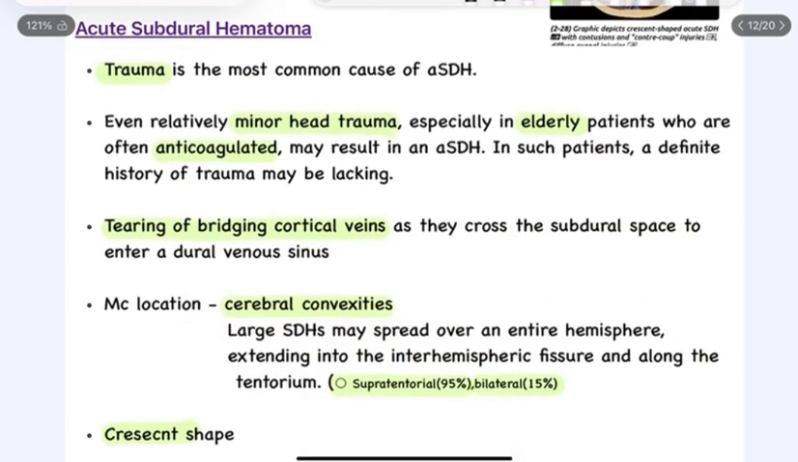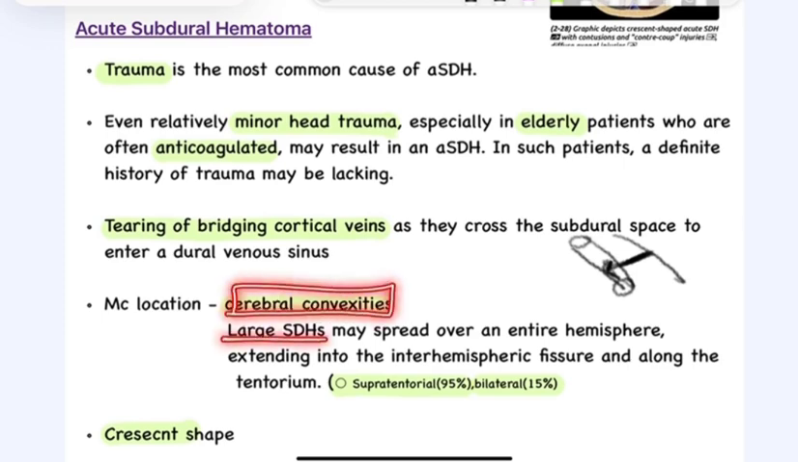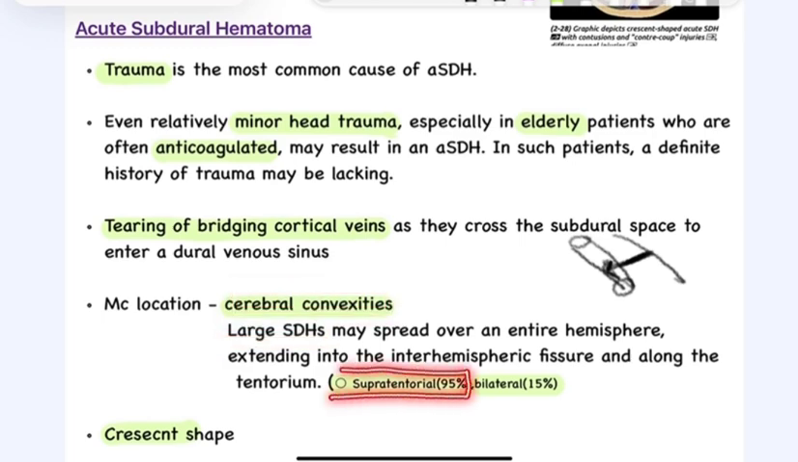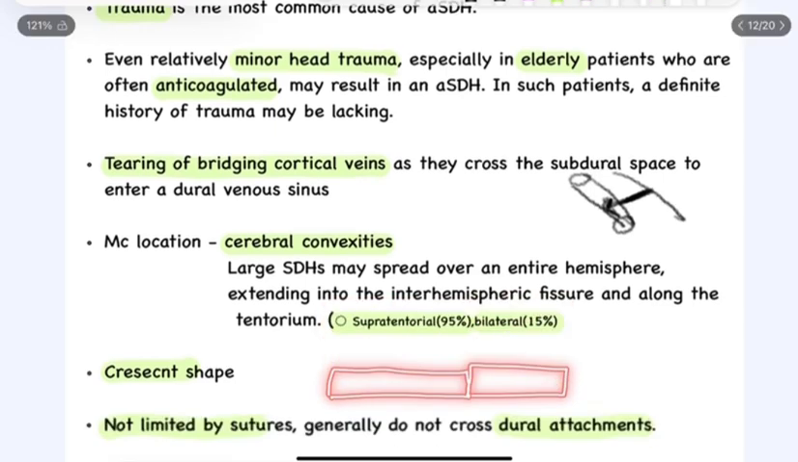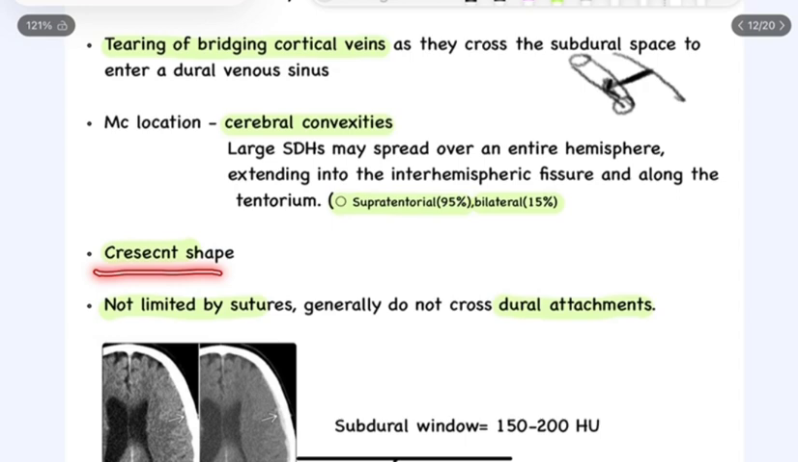The basic pathology lies in tearing of bridging cortical veins as they cross the subdural space to enter into the dural venous sinuses. The most common location is the cerebral convexities, but a large SDH may spread along the tentorium. So, in 95% of the cases, it can be supratentorial, and in 15% of the cases, it can also be bilateral.